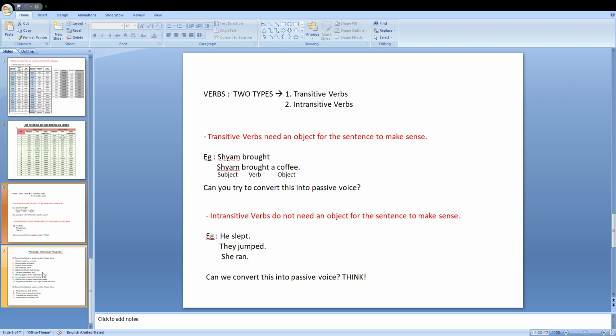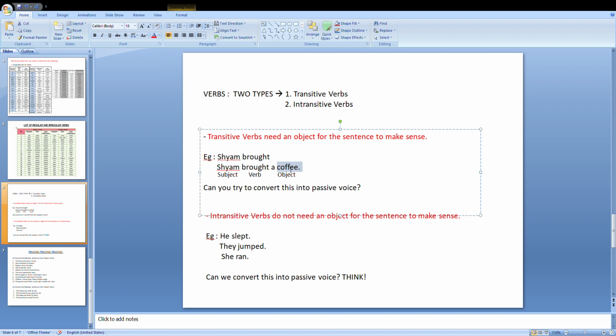For example, if I just say Shyam brought, does the sentence make sense? What did Shyam bring? The sentence is incomplete. It does not make sense. So I need to add an object to the sentence and make it Shyam brought a coffee or Shyam brought a bottle.